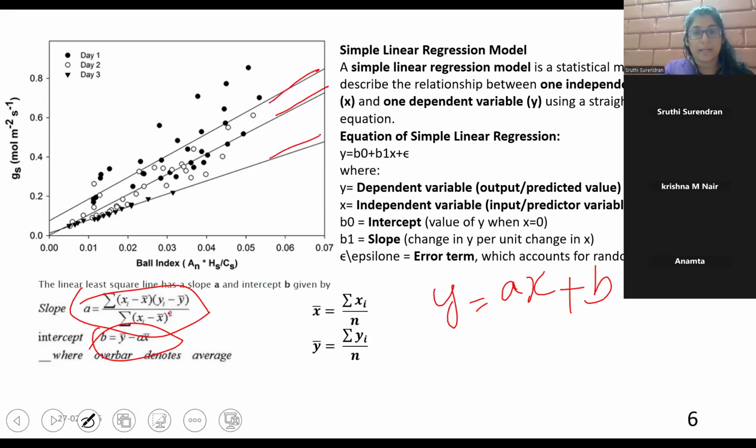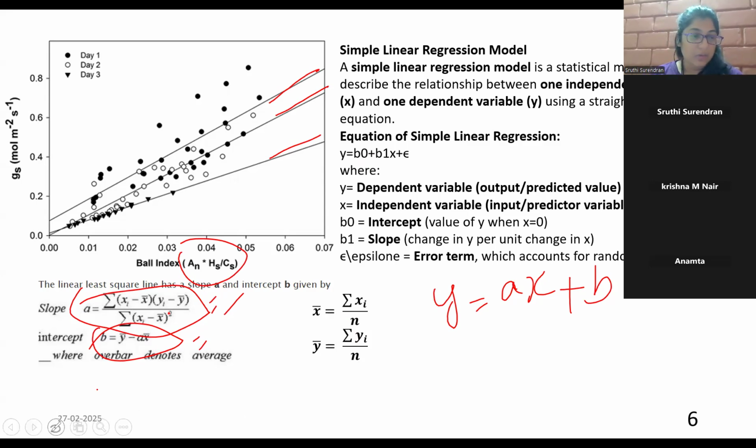These lines have been obtained by solving the points of the x and y axis. The x-axis is this one and the y-axis is this one. By solving for the number of points, here you see a lot of black points, each black point representing one coordinate of the x and y axis. Using each point, we make use of this equation for a and b, find the slope and intercept, and find the line equation. So this is the linear regression model that is being used.